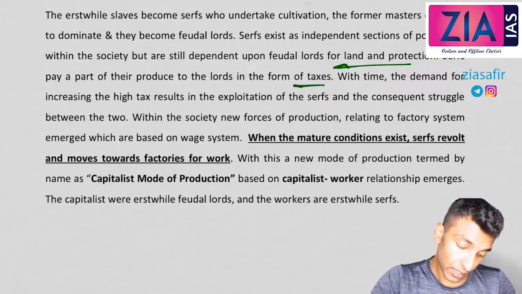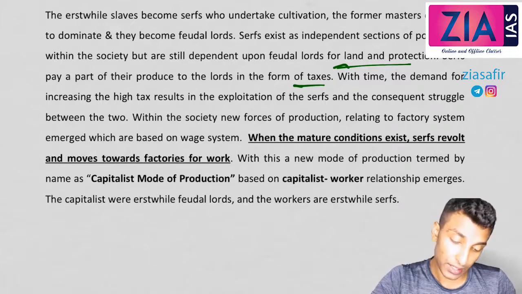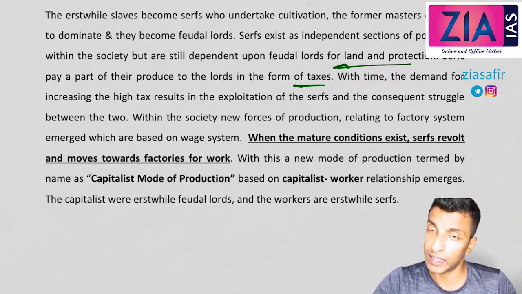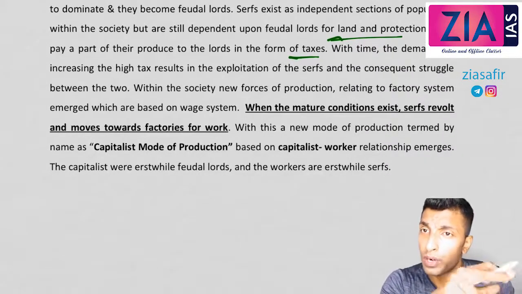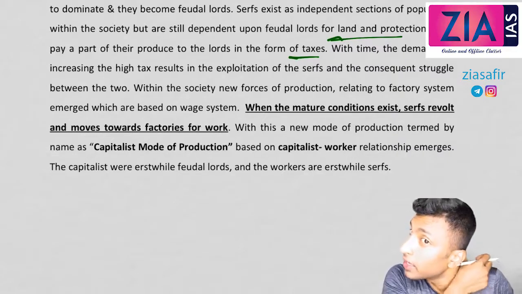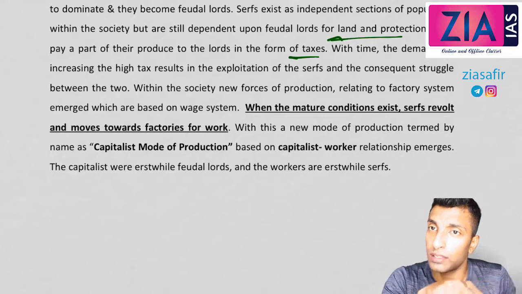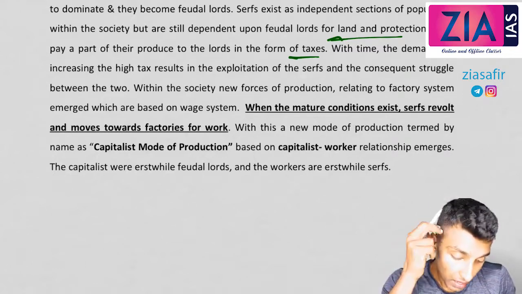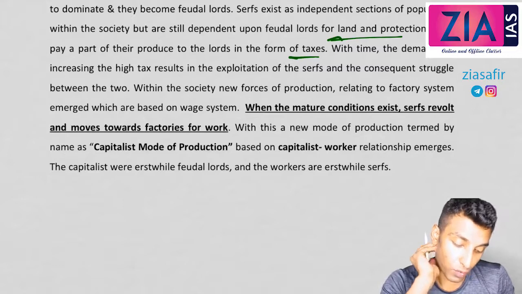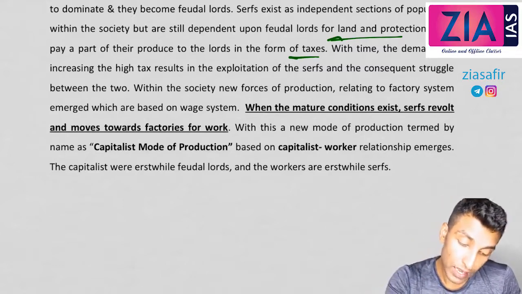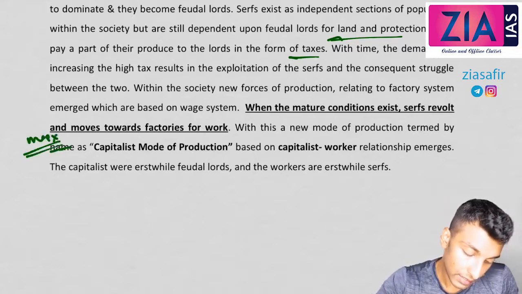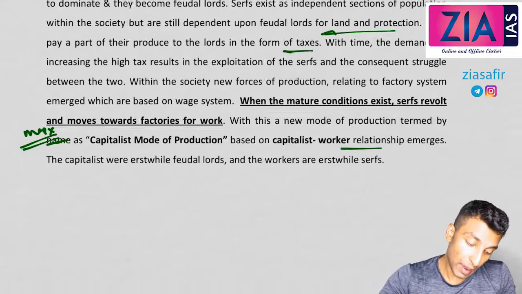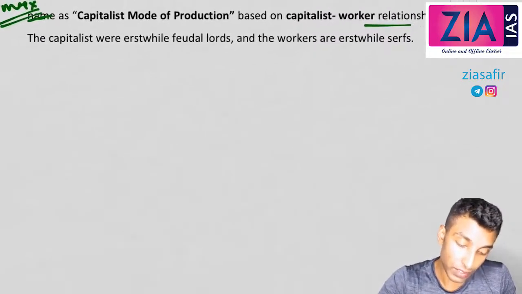Within the society, new forces of production relating to the factory system emerged, which are based on the wage system. When the mature condition exists, if you see earlier, when the revolt was there, already an option had emerged that was related to settled agriculture. Now also, when the revolt is going to happen, a new setup has emerged, related to industry. Okay, when the mature condition exists, serfs revolt and move towards factories for work. With this, a new mode of production, termed by Marx as the capitalist mode of production, based on capitalist-worker relationship, emerged. The capitalists were erstwhile lords and the workers were erstwhile serfs.